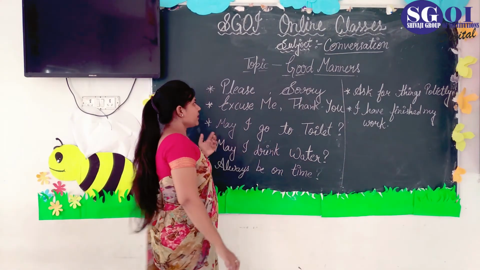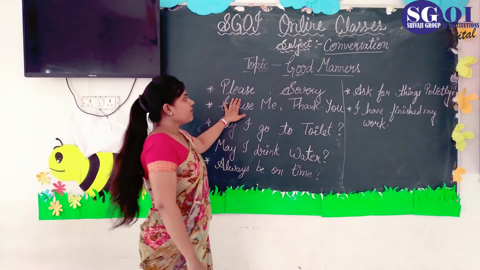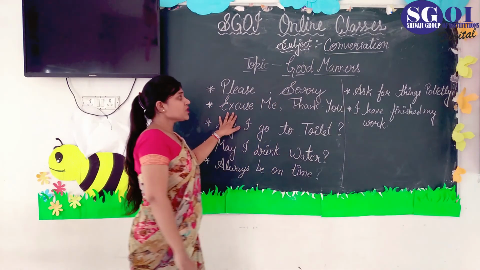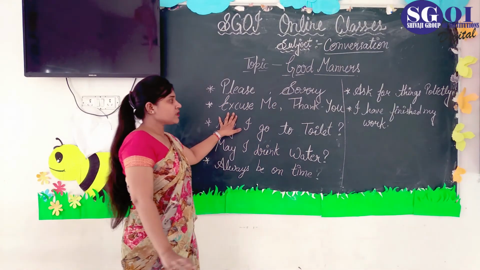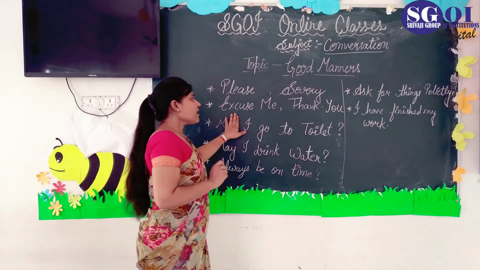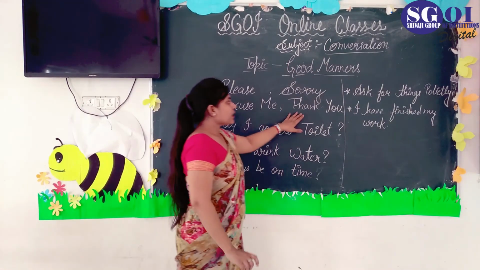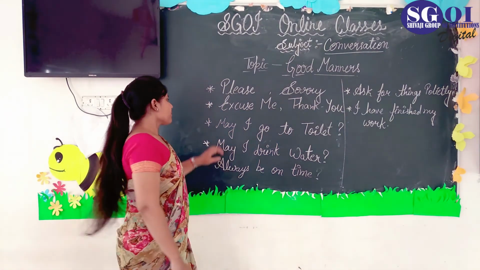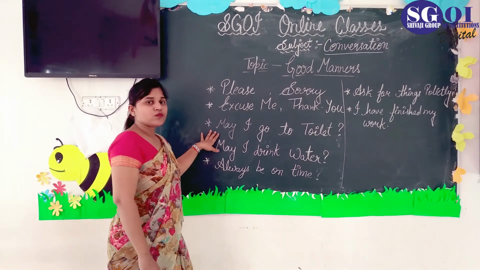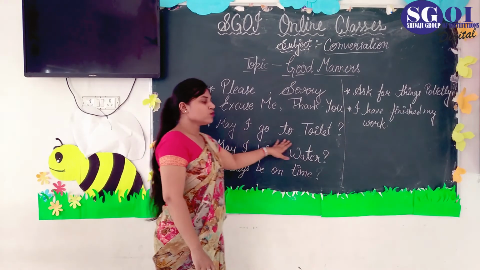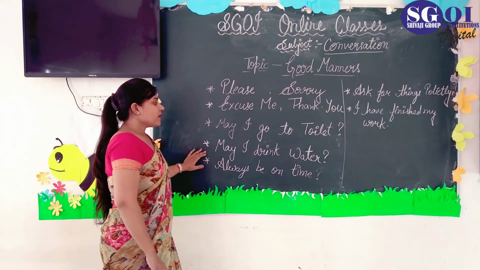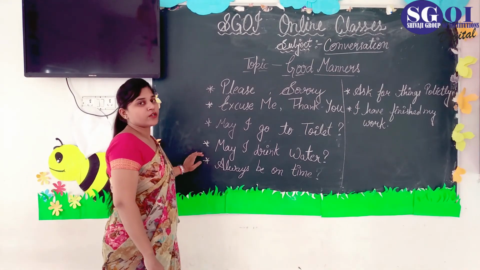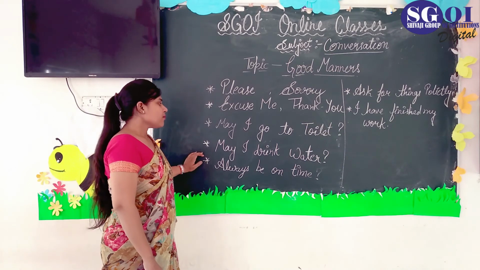Here, once again, I am repeating all this. Say please when you want something from others. Say sorry when you have made a mistake. Say excuse me when two people are talking to each other. Say thank you if anybody helps you. When you want to go to the washroom, ask your teacher, ma'am, may I go to the toilet? If you want to drink water, take permission from your teacher and ask, ma'am, may I drink water?